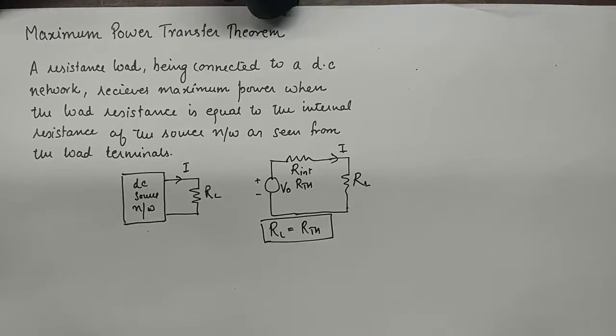Easier said than done. Whenever you wish to find a load that will attract maximum power in the network, you'll need to reduce that network into Thevenin's equivalent network. Then you'll need to tune the load equivalent to the Thevenin's equivalent resistance. Then it'll start to fetch maximum power.